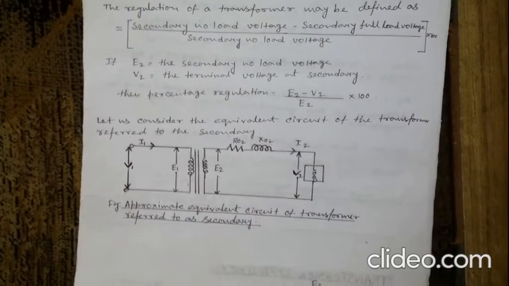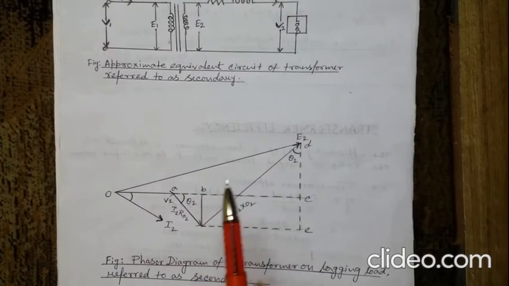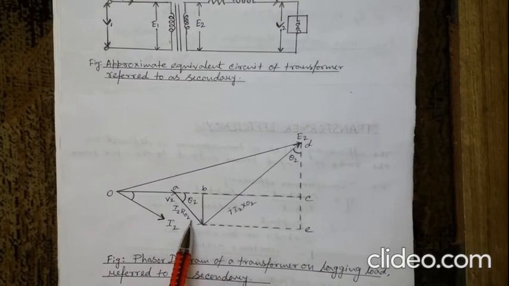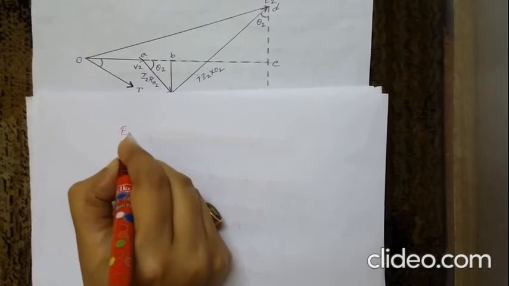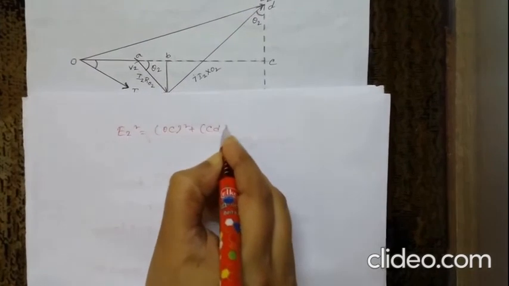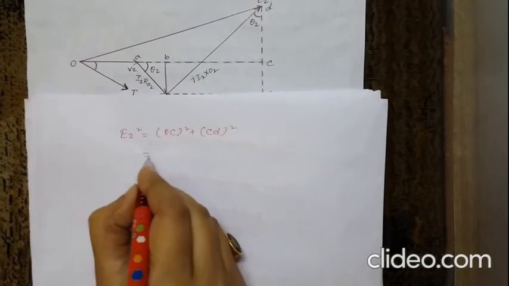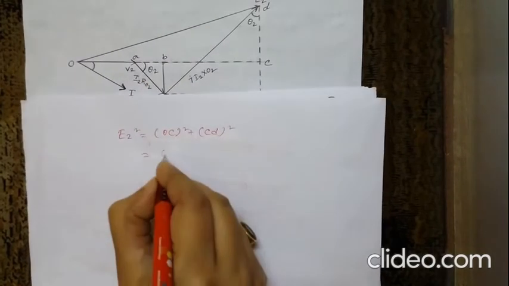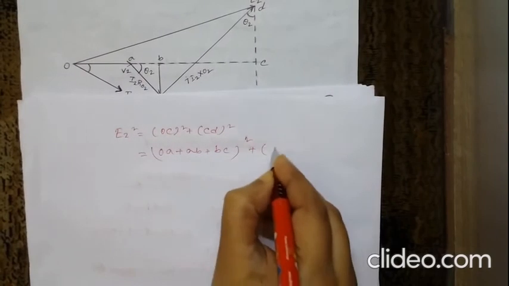Now come to the phasor diagram of a transformer on lagging load referred to the secondary side. In this figure, E2 equal to V2 plus I2 R02 plus j I2 X02. From this phasor diagram, we can write E2 square equal to OC square plus CD square. So OC is equal to OA plus AB plus BC. E2 square equals (OA plus AB plus BC) whole square plus CD square.